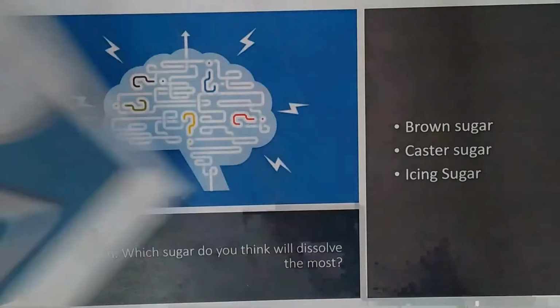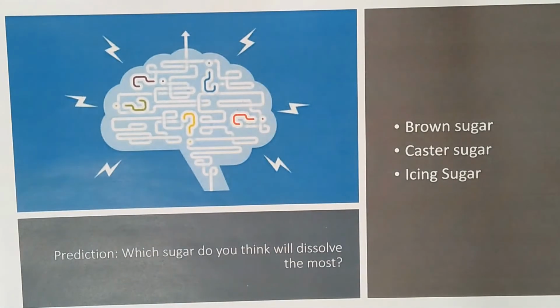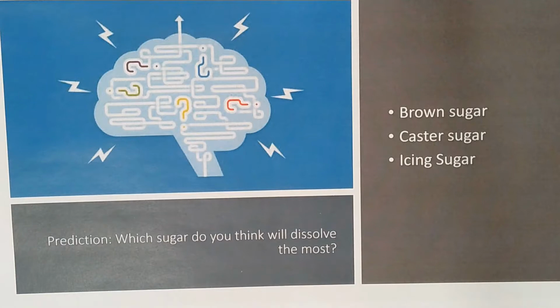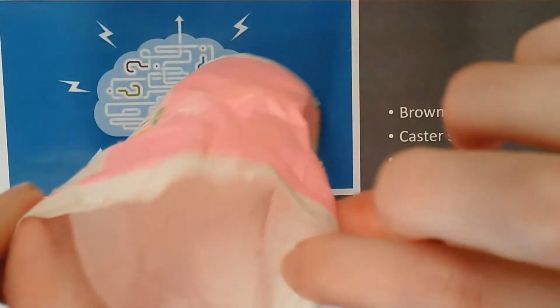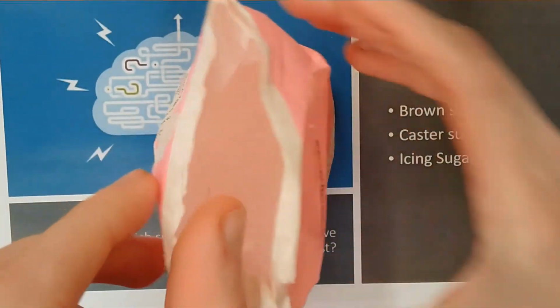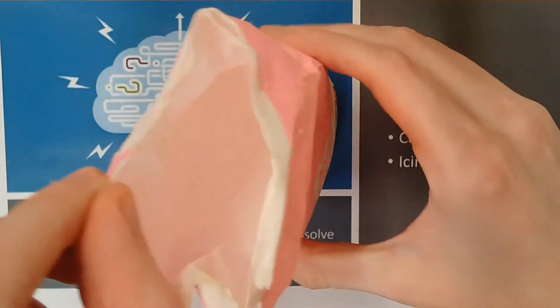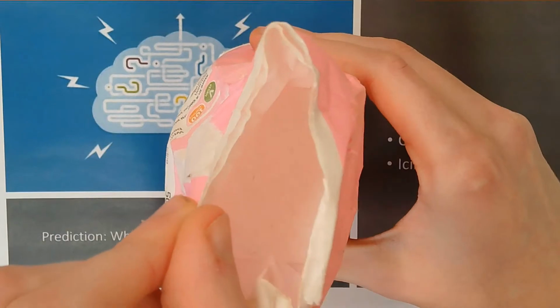Okay. So before we go and do that experiment, we need to predict. We need to predict which sugar we think will dissolve the most. Now, I've chosen to do brown sugar, caster sugar, and icing sugar. And hopefully you'll be able to see inside here. You can see the icing sugar here is quite dense. It's almost floury, and you can't even really see the grains.